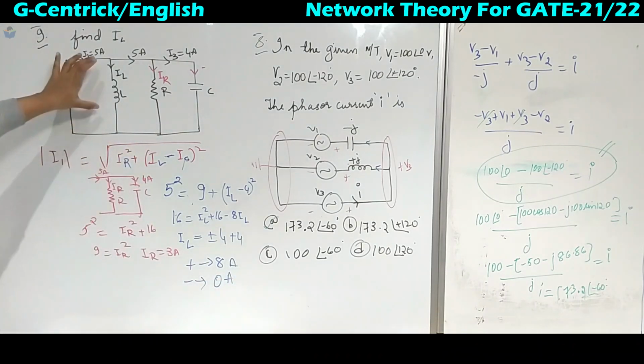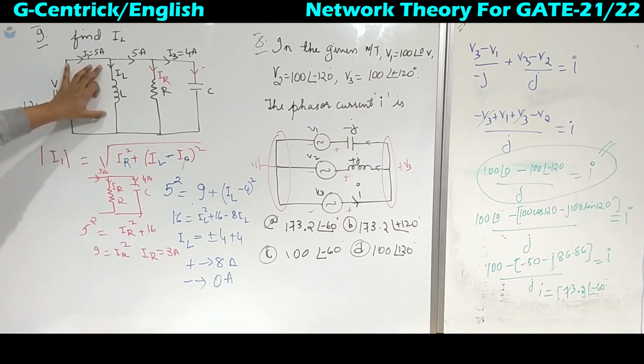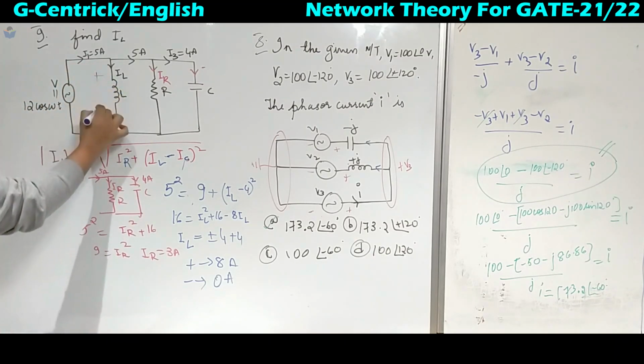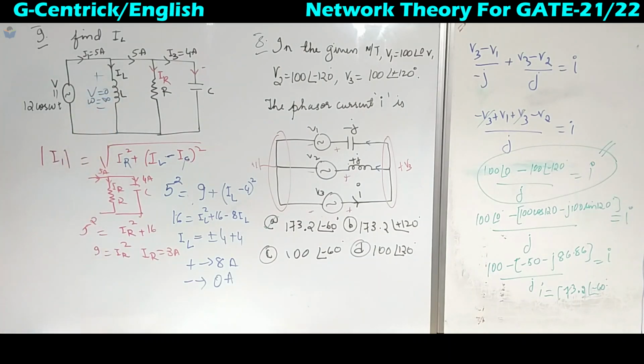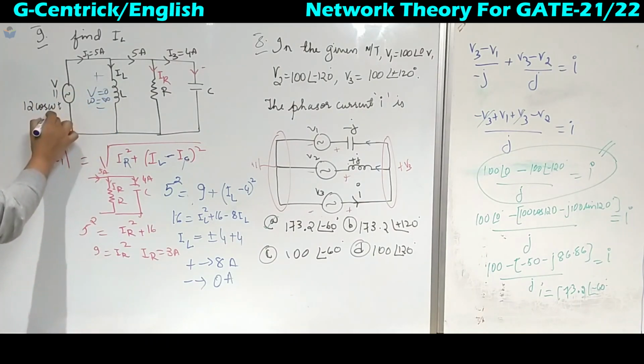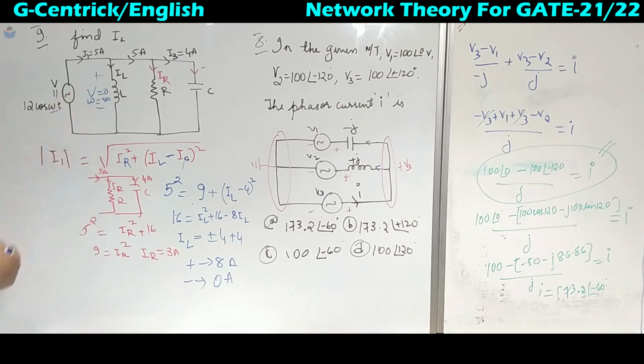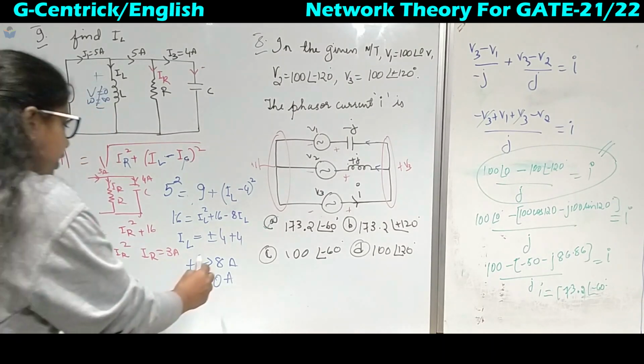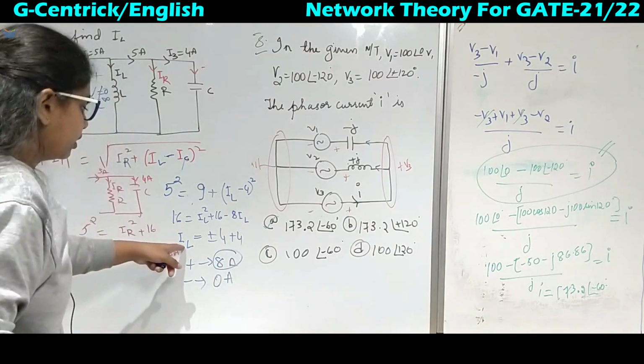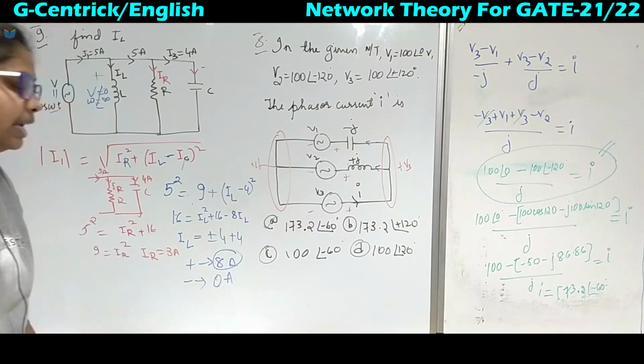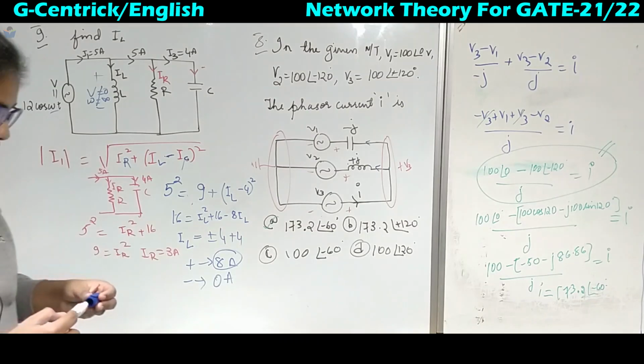So this inductor current can be 0 only when the voltage across it is 0 or the frequency is infinity. But in this case we have some finite frequency as well as finite voltage. So they are not equal, hence we will get a finite value of the inductor current, that is 8 amperes. Okay, so we will take one more problem.